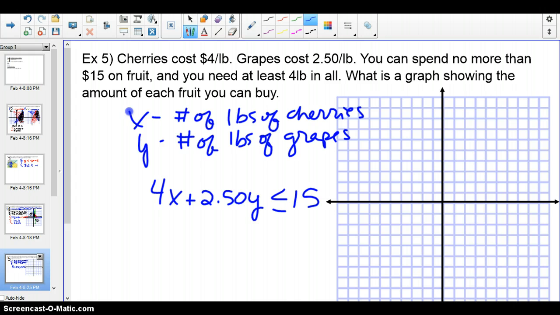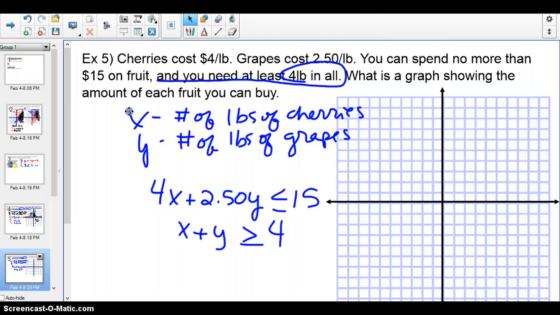The second constraint is that you need at least 4 pounds in all. So all your cherries and all your grapes combined, you need 4 pounds. So x plus y must be more than or equal to 4. So there's no other constraints if you read through. There's nothing else you need to worry about. So what you need to do is graph each of these. Okay, I'm going to stop here. You guys graph this on your own, see how you do. We'll go over this tomorrow together.